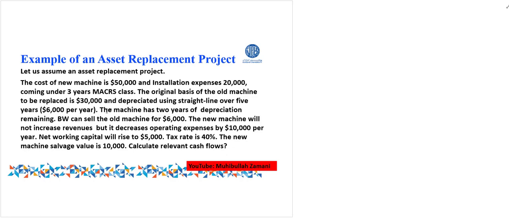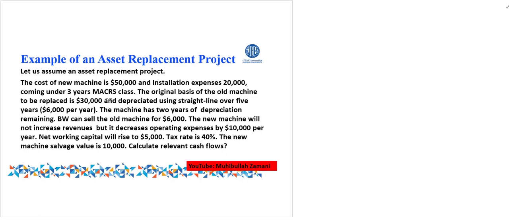So 30 divided by 5 per year is equal to 6,000. Next, the machine has 2 years of depreciation remaining. See, this is the point. It means the life of the old machine was 5 years, but 2 years of life are still remaining. So depreciation has been calculated for 3 years and 2 years remain, right? Next, BW, Basket Wonder, the name of the company, can sell the old machine for 6,000.